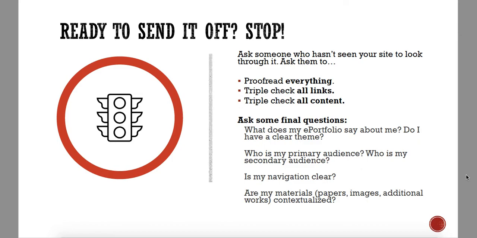Is your navigation clear? This is one of the most important questions, and it's a question I would certainly ask a peer reviewer. Is your navigation clear? And then finally, are your materials, the papers, images, additional works contextualized? So have you given your audience context, or did you just drag and drop the information into your website without any kind of context or any kind of indicators for your audience? So all these things are important.